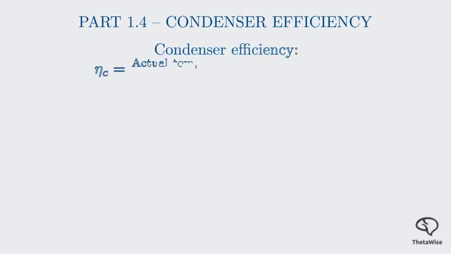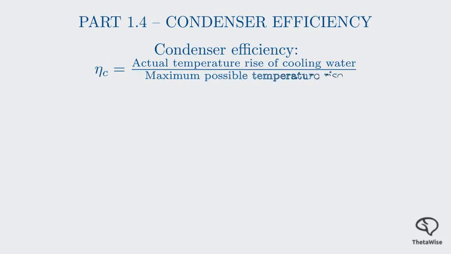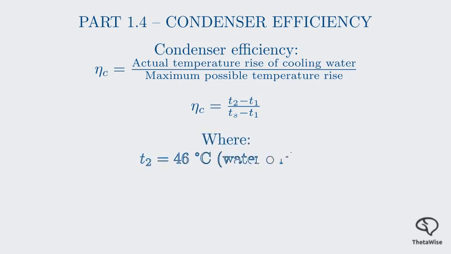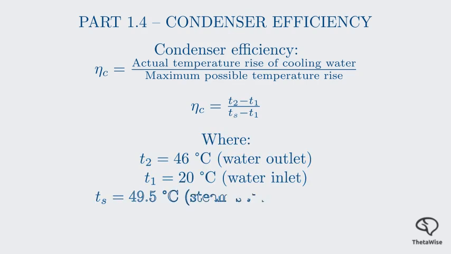Finally, let's calculate the condenser efficiency. The efficiency of a surface condenser is defined by the actual temperature rise of the cooling water compared to the maximum possible temperature rise. The maximum possible temperature rise would be if the cooling water could reach the same temperature as the condensing steam. So, the formula is the outlet water temperature minus the inlet water temperature, divided by the saturation temperature of the steam minus the inlet water temperature.